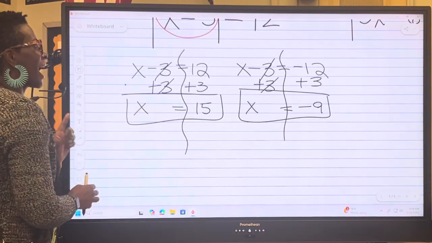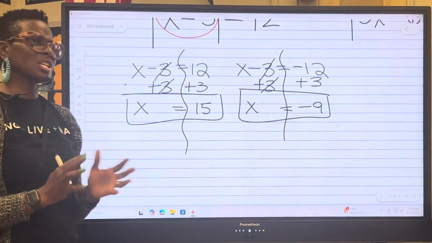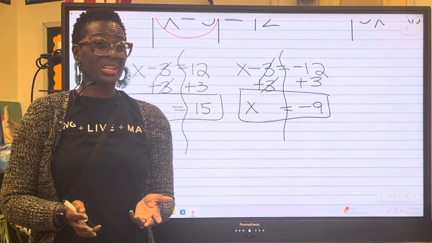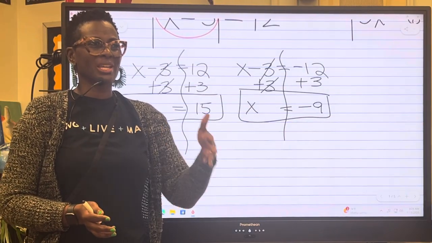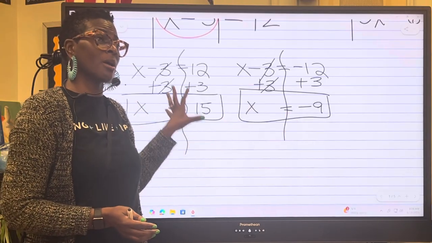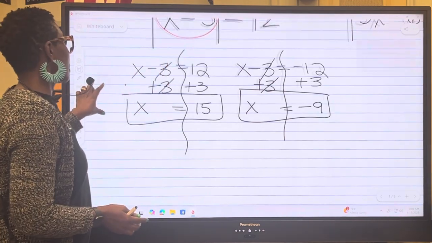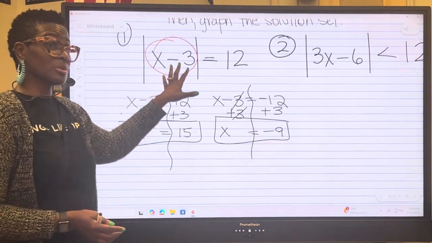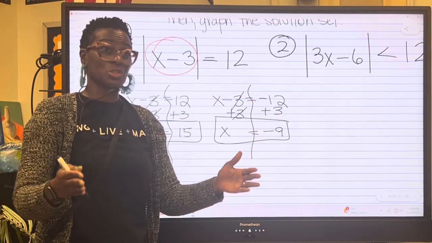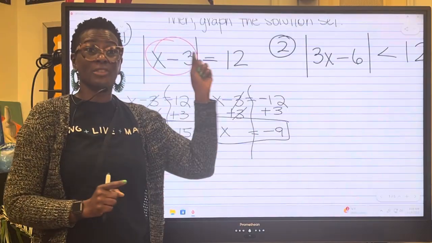Negative 9. Now I've asked you to graph this solution for me. How many possibilities are there? 2. Are there infinitely many? No. Under what circumstance do we have infinitely many possibilities? If it was what type of problem? What kind of problem is this? It is absolute value, but it's an equation, because it says equal. So these are defined answers. Are you all with me? What type of symbol would I have had here that would have meant it's infinitely many solutions?